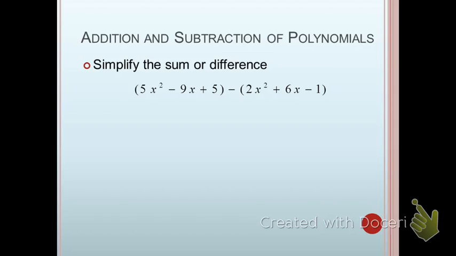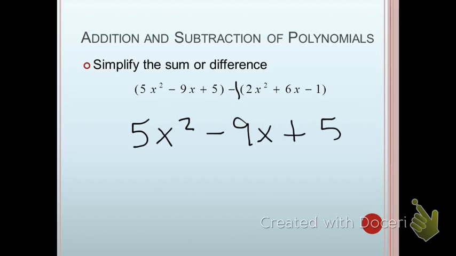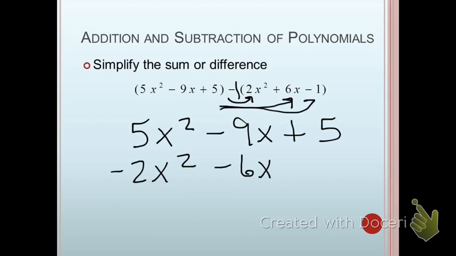Remember, in this example, we need to put a negative 1 in front of the second polynomial and distribute it. First, I'm going to go ahead and drop down the 5x squared, the negative 9x, and the positive 5. And now I'll go ahead and distribute that negative 1. Negative 1 times 2x squared is negative 2x squared. Negative 1 times 6x is negative 6x. And negative 1 times negative 1 is positive 1.